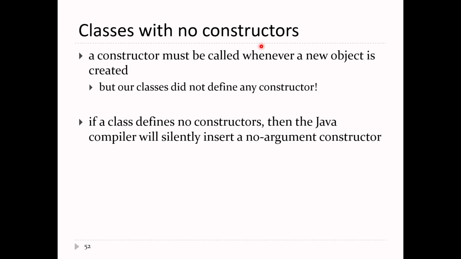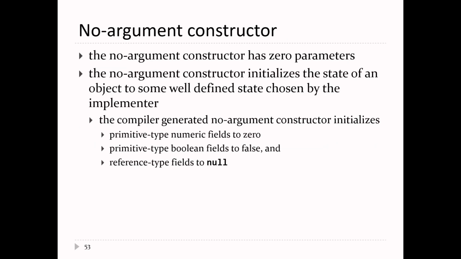Now, our classes don't have any constructors in them. So what happens is that the Java compiler creates one for you. If your class defines no constructors, Java inserts the no argument constructor for you, the constructor that has no parameters. So the no argument constructor has 0 parameters.